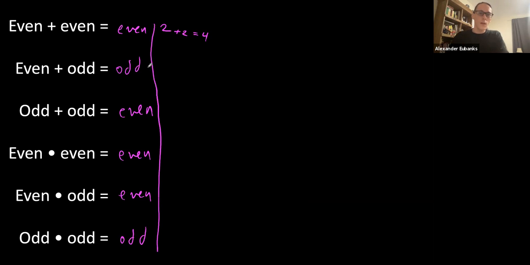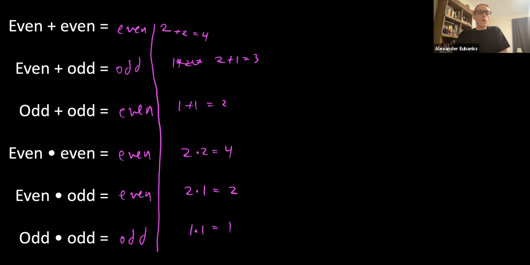If we use 1 and 2, for even and odd, 1 plus 2, I should write it the other way around. For even plus odd, right? That gave us odd. For odd plus odd, that gave us even. For even times even, we got even, and so on and so forth. So 2 times 1, we got 2, which is still even, and then 1 times 1 is 1, which is still an odd number. So this was a good way to check to see what it is.